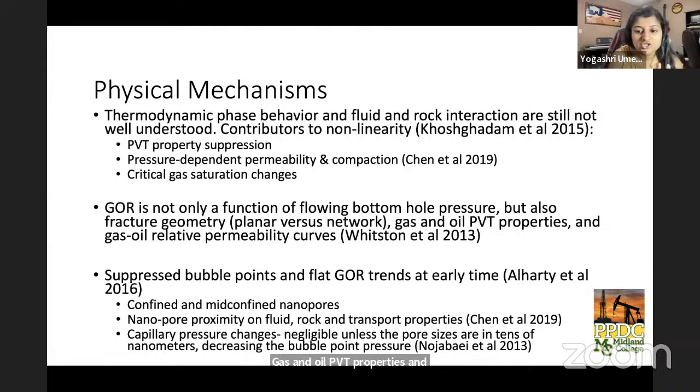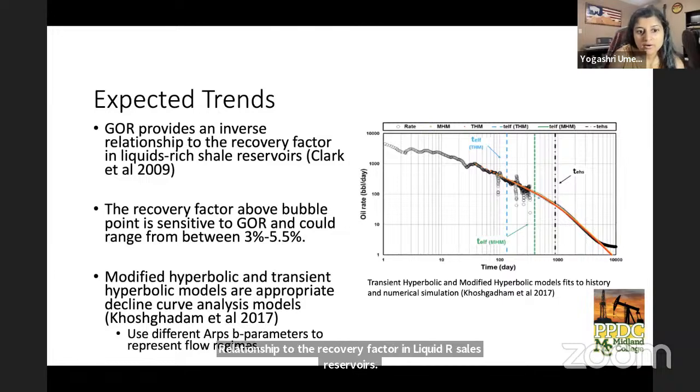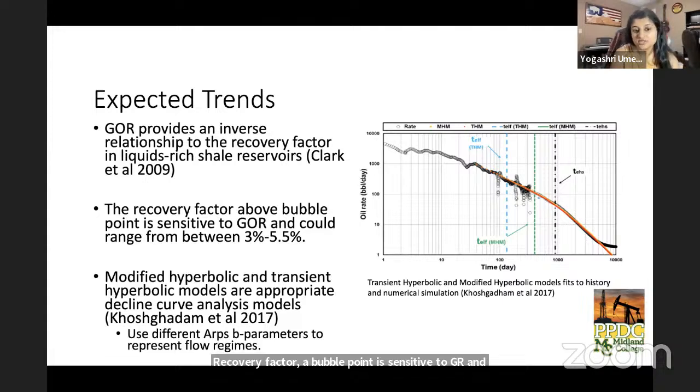Suppressed bubble points and flat GOR trends at early time are from confined and mid-confined nanopores, nanopore proximity effects on fluid and rock and transport properties, and then capillary pressure changes. The expected trend is that GOR has an inverse relationship to the recovery factor in liquids-rich shale reservoirs. The recovery factor at bubble point is sensitive to GOR and could range between 3 to 5.5%. And modified hyperbolic models are the appropriate decline curve analysis models for these GOR trends in the Permian Basin.